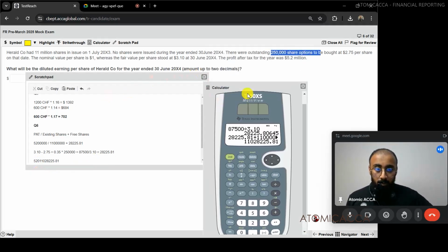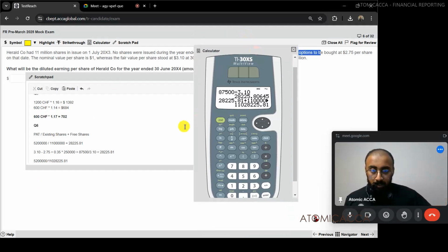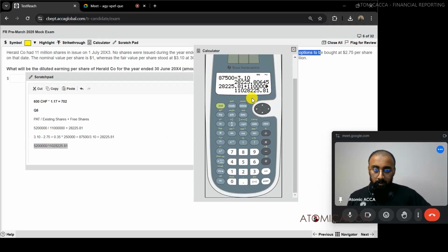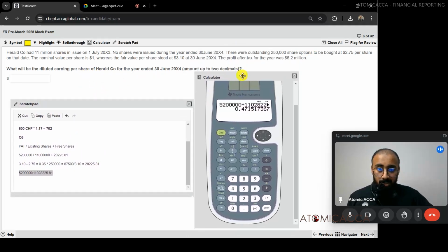That was 5.2 million, right? Profit. Okay. So 5,200 and 3 more zeros. So let's see if copy paste works in the calculator. No, it doesn't work. So let's calculate 5,200,000 divided by 11,028,225.81. The answer is equal to 0.471517367.